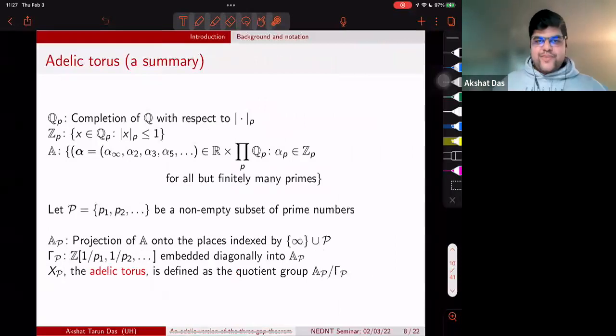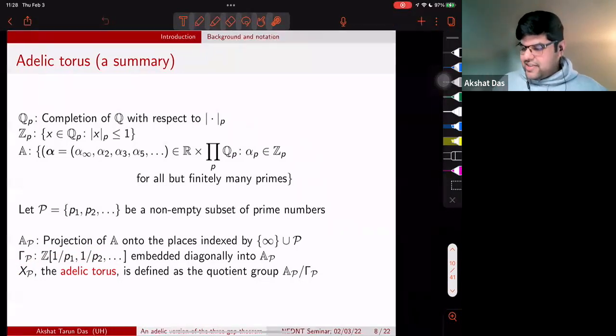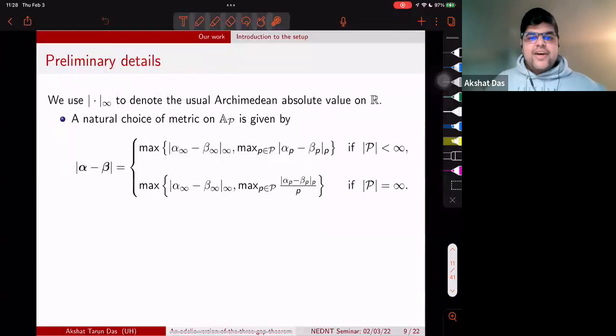Before I move on, here's a quick summary of all the background and notation that I just talked about. Q_p is the field of p-adic numbers, and Z_p is the ring of p-adic integers. The adeles are this collection of infinite tuples where we take a product over all the primes. Then we take a non-empty subset of the primes, which we denote by script P, and the projection of the adeles onto this is A_P. Then gamma_P is the discrete subgroup of A_P, which helps us define the adelic torus, the quotient group A_P mod gamma_P. Okay, so I think now I'm done with the background details.